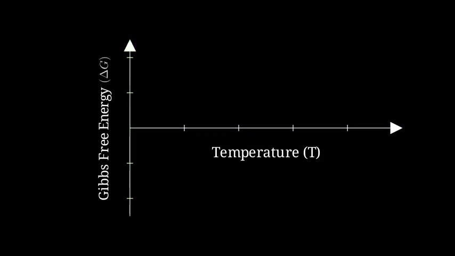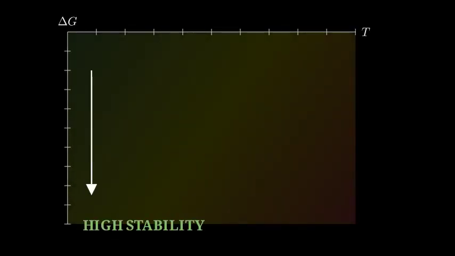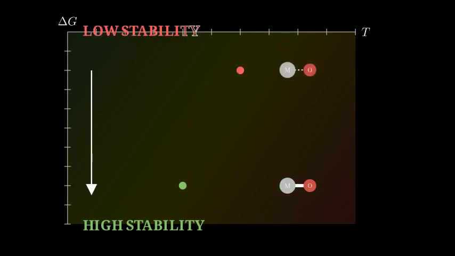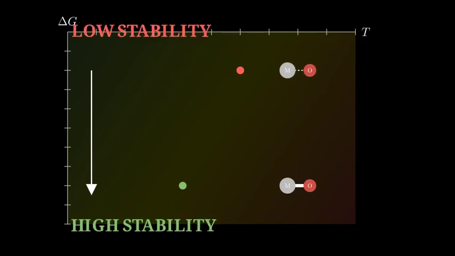To understand it, let's look at a blank graph. On the horizontal axis, we have temperature. On the vertical axis, we have something called Gibbs free energy, or delta G. For our purposes, just think of delta G as a stability score. The lower a point is on this graph, the more stable that substance is. If a metal oxide is at the very bottom, it's incredibly happy to stay an oxide. If it's at the top, it's barely holding on to its oxygen at all.